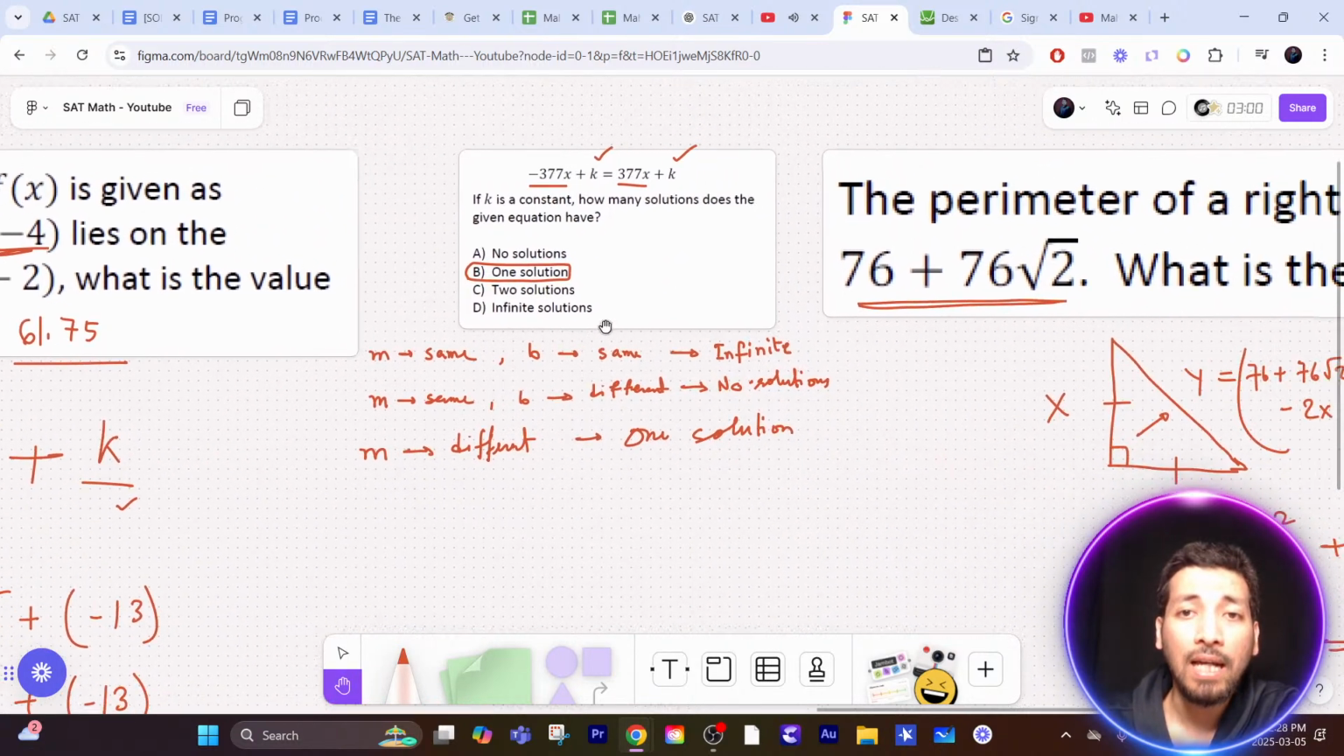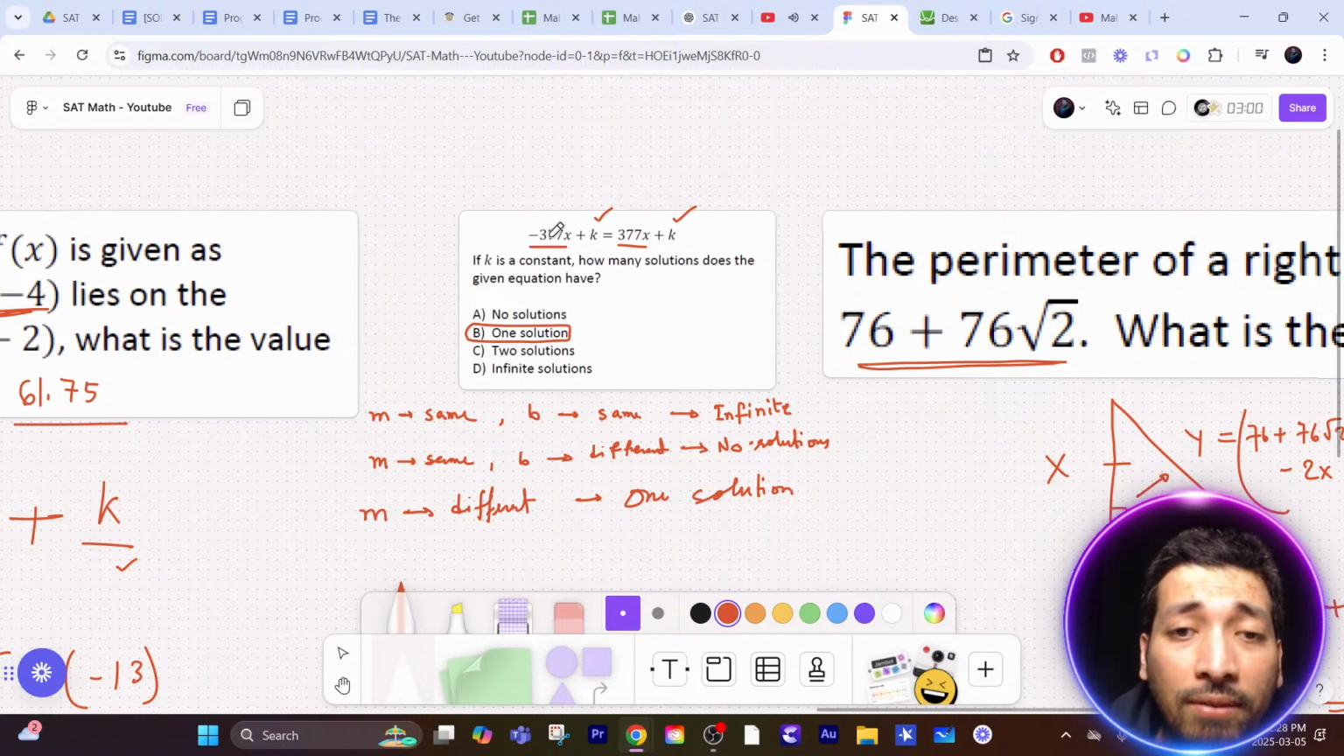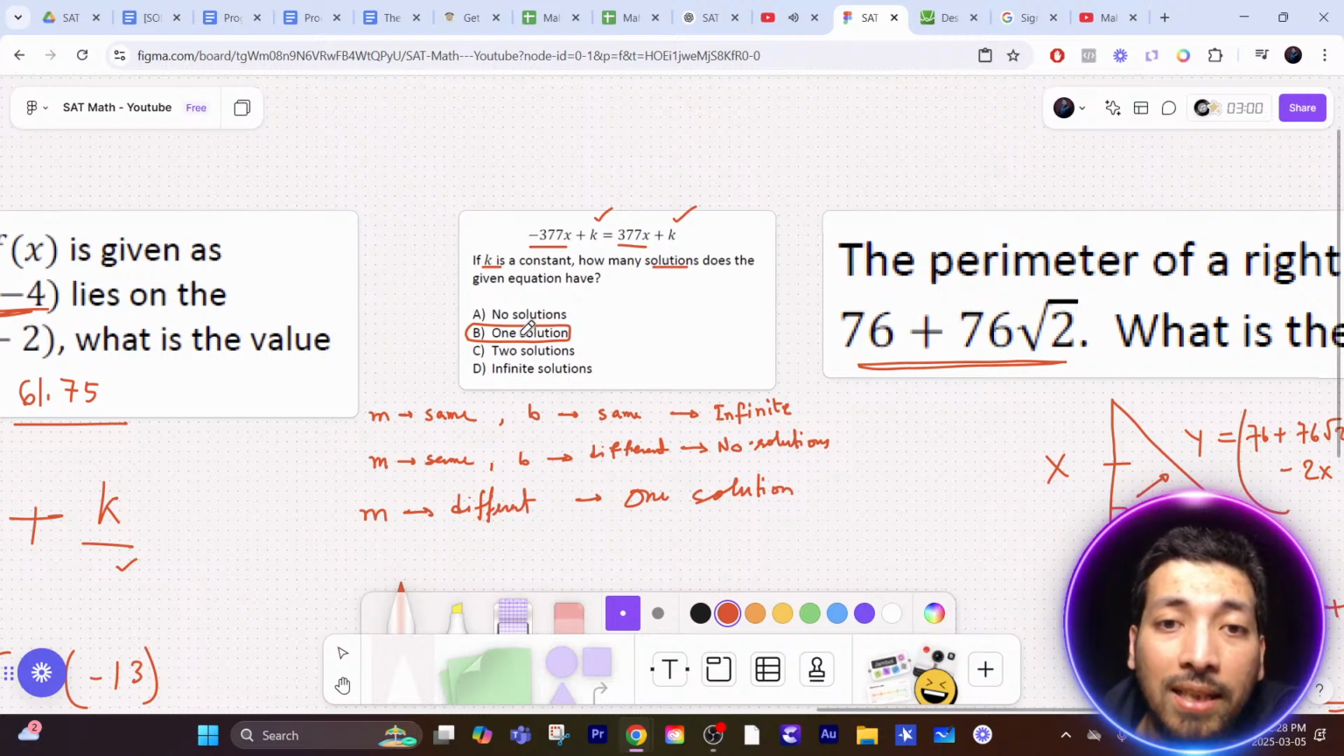All right, now let's move on to this problem over here. So we have negative 377x plus k is equal to 377x plus k. If k is a constant, how many solutions does the given equation have?